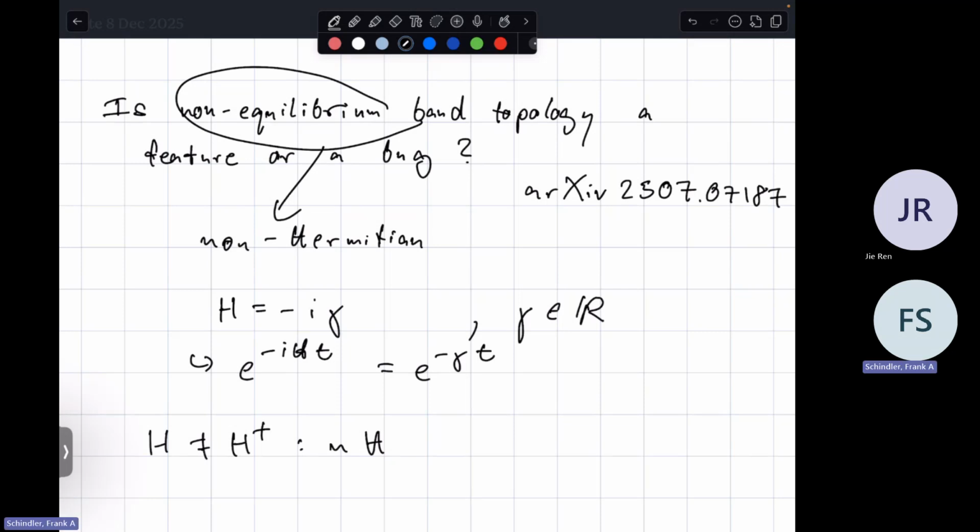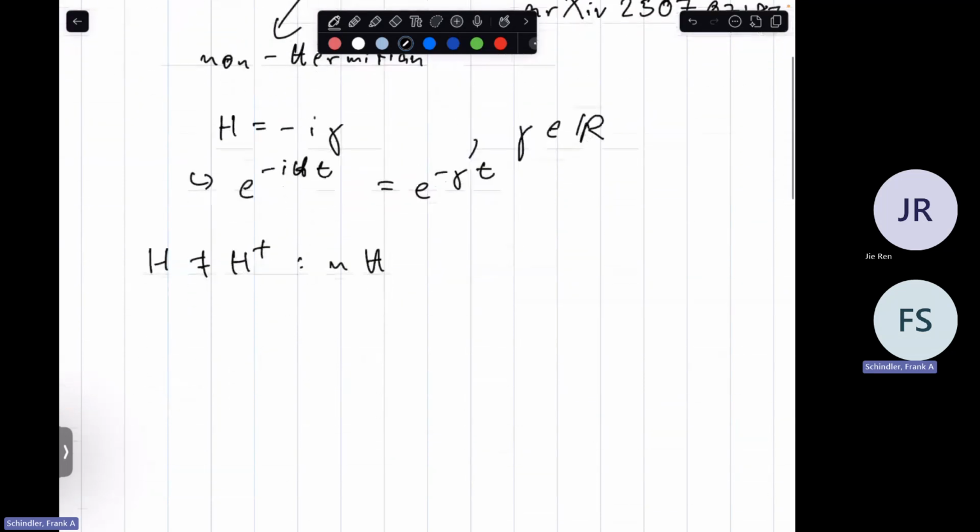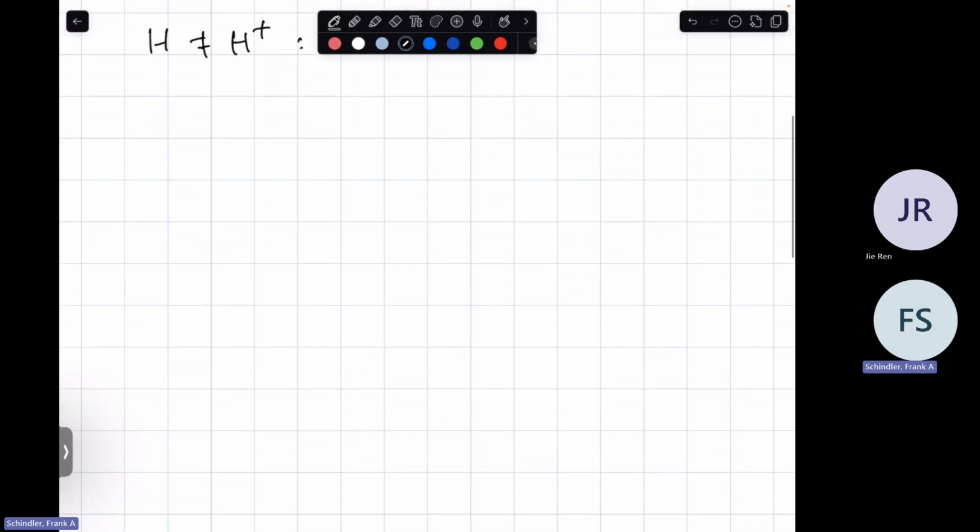Then let me show you the simplest non-Hermitian topological invariant. And actually, things are much simpler than in the Hermitian case. So whoever doesn't know about the Chern number or Berry phase, you don't need to know about it. Things get much, much simpler. So, non-Hermitian band topology.